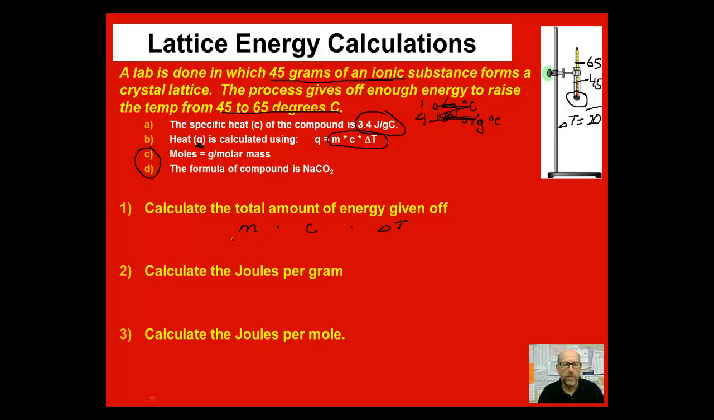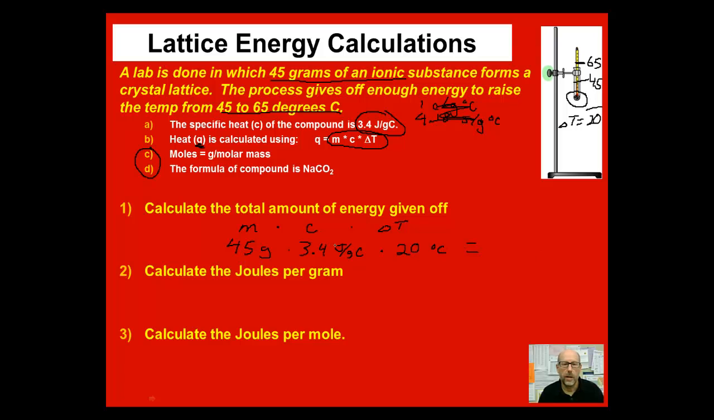All right, so the mass is 45 grams of substance in the test tube times C, and now this you look up in the back of your book, there's a table that tells you this, 3.4 joules per gram degree Celsius times the change in temperature, which is 20 degrees Celsius. All right, when we multiply these together, we'll get a number right here.